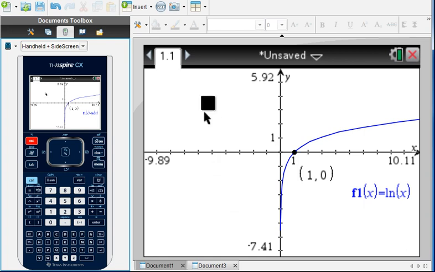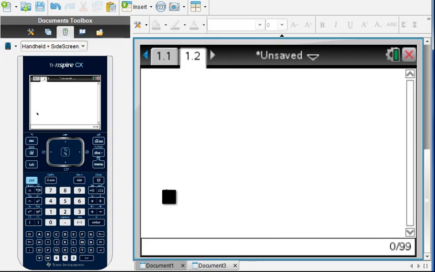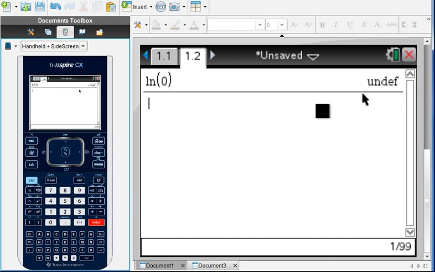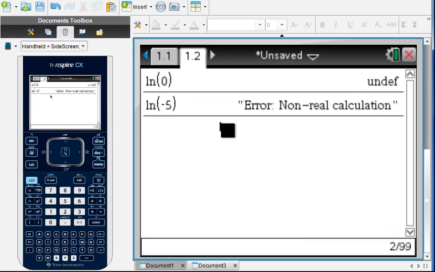So no negative x. We can just, to make sure, add a calculator page and let's try and see what happens. So first of all, ln 0, undefined. If I try to enter a negative value for x, let's see, ln minus 5, it says that it's a non-real calculation, so we could actually do it if we work with complex numbers, but that's not included in this course. So for us it means that ln for negative values can't be done.